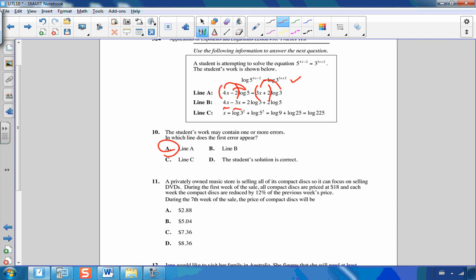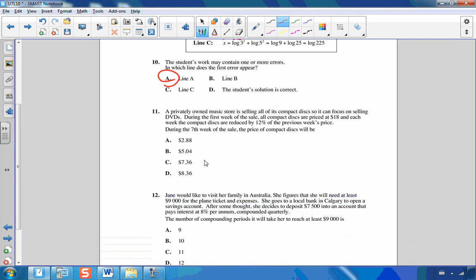Okay, a privately owned music store is selling all of its compact discs, so it can focus on selling DVDs. During the first week of the sales, all the compact discs are priced at $18, so that's your initial value. So my initial value is $18. And each week, the compact discs are reduced by 12% of the previous week. So that means my base is going to be less than 1. It's going to be 100% all of it, minus the 12% I'm losing from week to week. So that's 88%, but we need to put that as a decimal, 0.88.